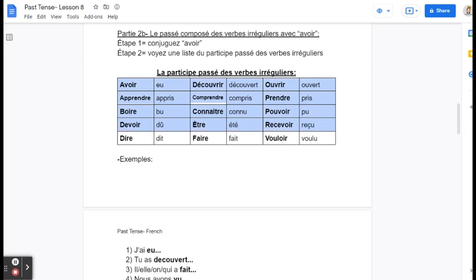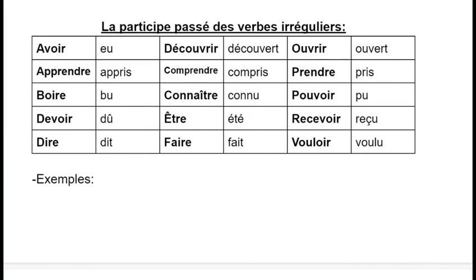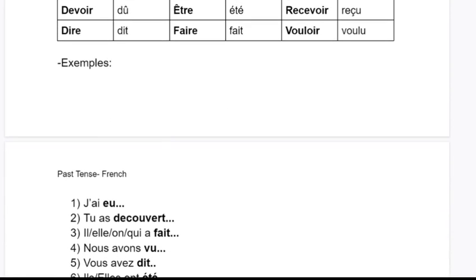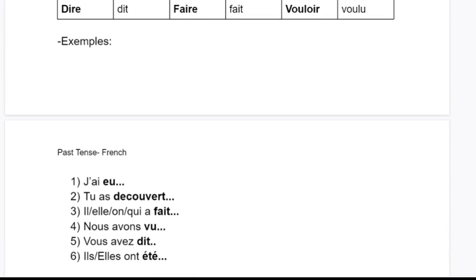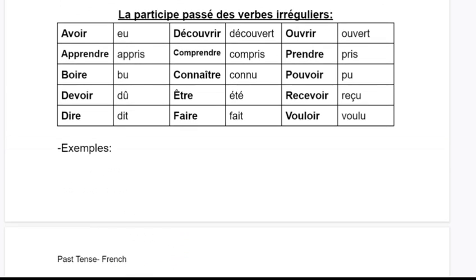Here you can take a screenshot or just note these down. Again, there are many more. Here I have some examples of how we use it. It's the exact same thing as regular. You still have your subject pronouns, you still have your auxiliary of avoir. You're just going to add those past participles of the irregular verbs.